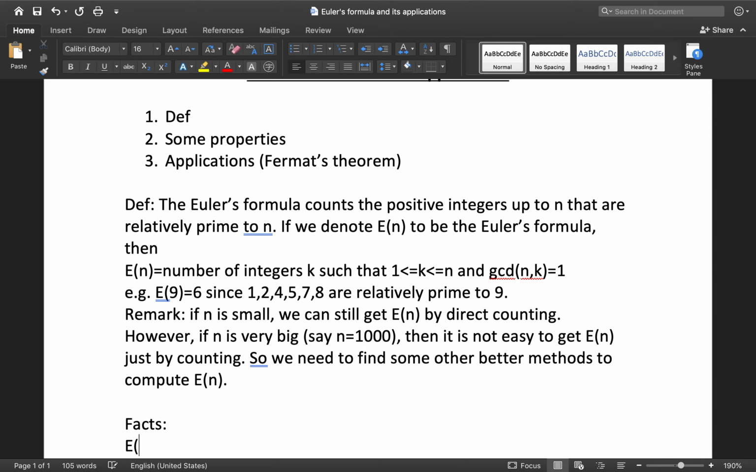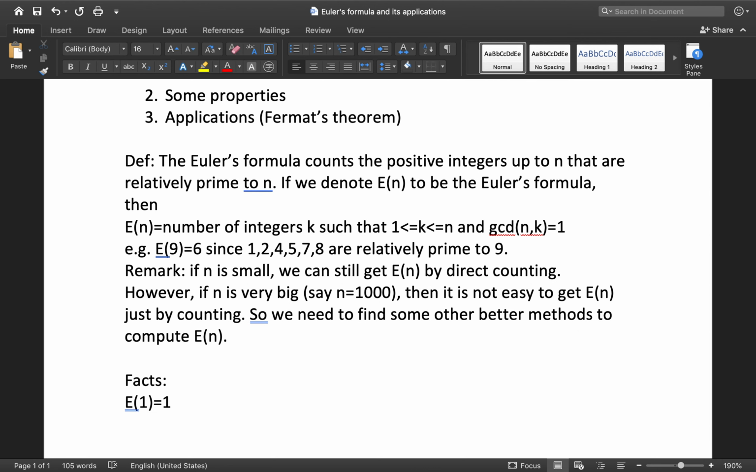Now, for example, if you compute E of 1, then of course this will give you 1, because by the definition, that is easy. The only number which is between 1 and 1 and is relatively prime to 1, of course, is 1. So there's only one possibility. So we have this, and we also have this.